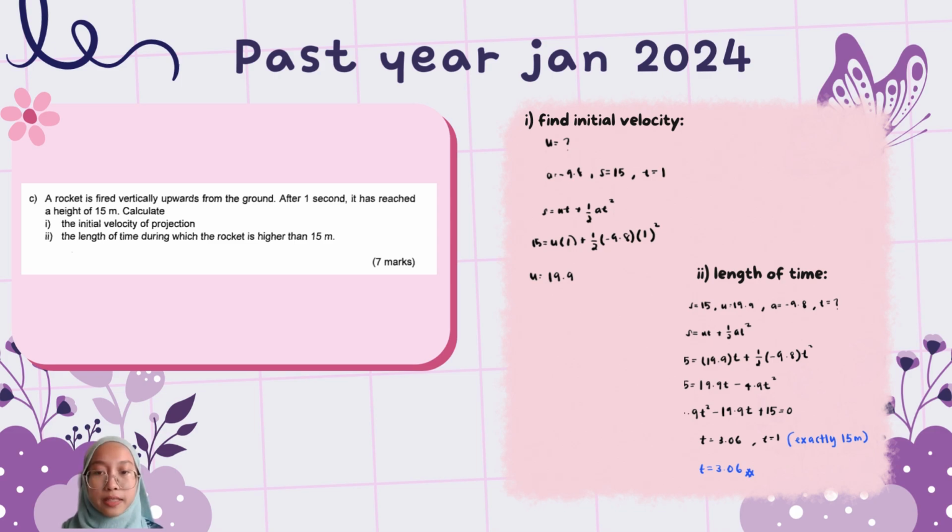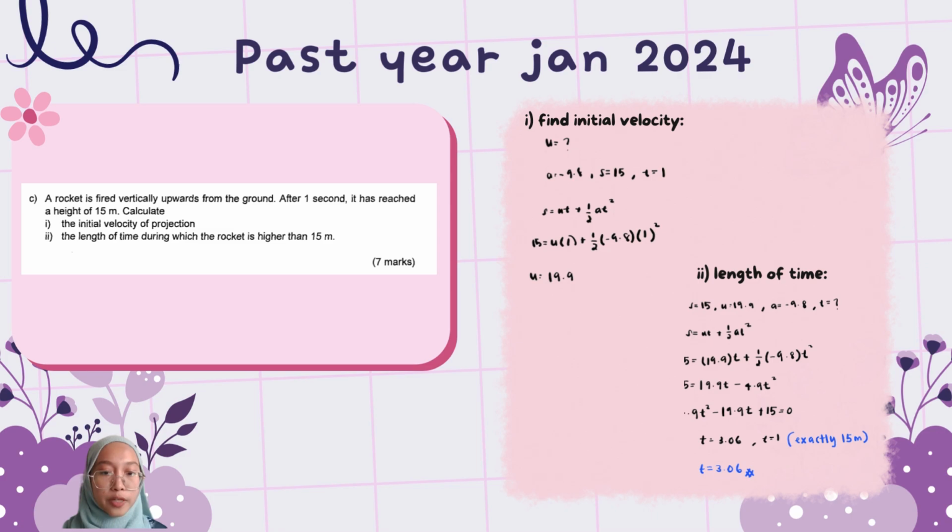So the second question, it asks to calculate the length of time during which the rocket is higher than 50 meter. So first, the same step, write all of the information you have. So now we have the S, which is 50, initial velocity 19.9, the gravity A negative 9.8, and time taken we don't have because we need to find it.